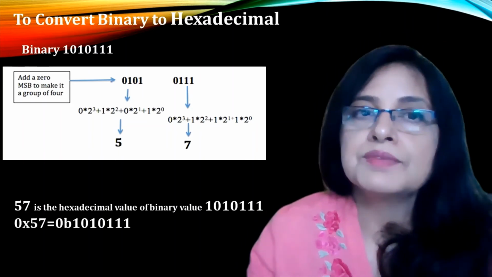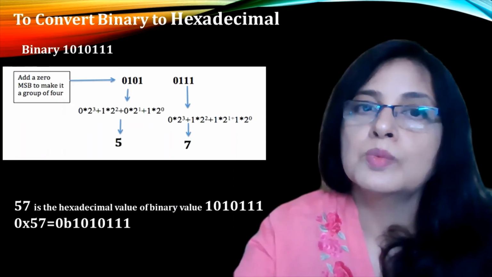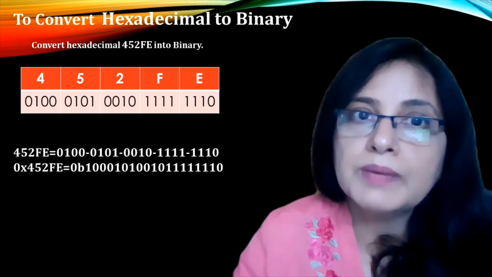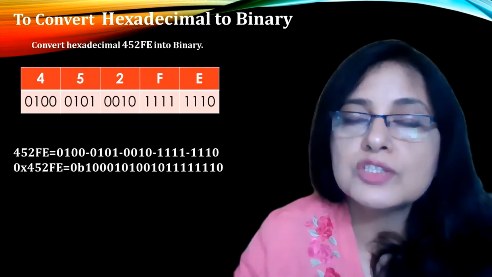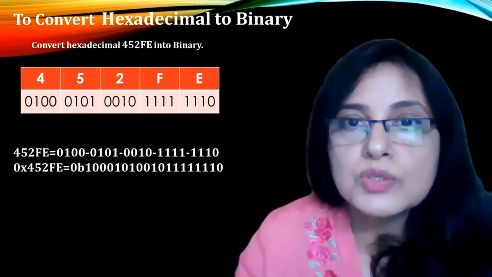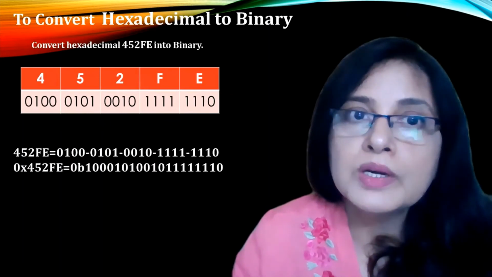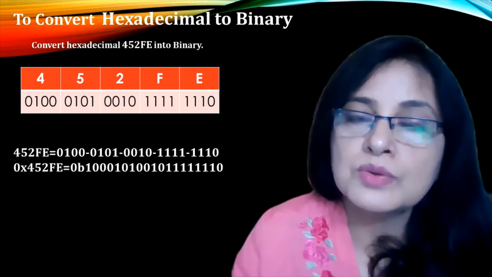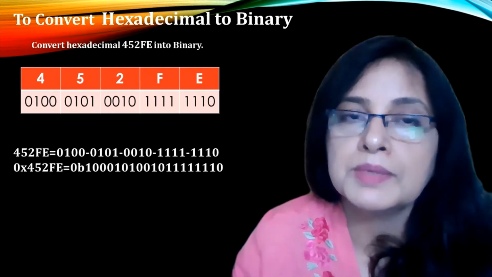So 57 is the hexadecimal version of the binary 1010111. To convert hexadecimal to binary, we take the hexadecimal number apart and each digit is converted to its binary version. So if the number is 4, its binary version is 100. We add another 0 to it on the most significant bit.